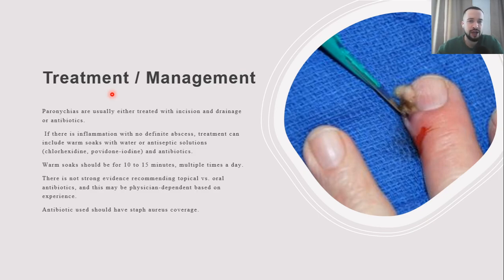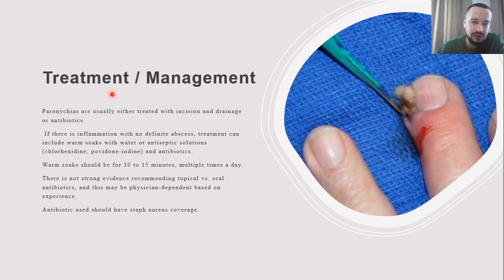Paronychias are usually easily treated, with incision and drainage or antibiotics. If there is inflammation with no defined abscess, treatment can include warm soaks with water or antiseptic solutions, chlorhexidine, povidone-iodine, and antibiotics. Warm soaks should be for 10 to 15 minutes, multiple times a day. There is not strong evidence recommending topical versus oral antibiotics, and this may be physician-dependent based on experience.